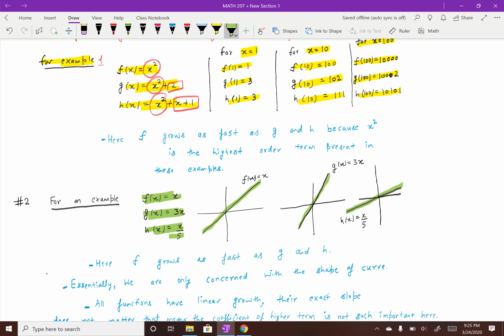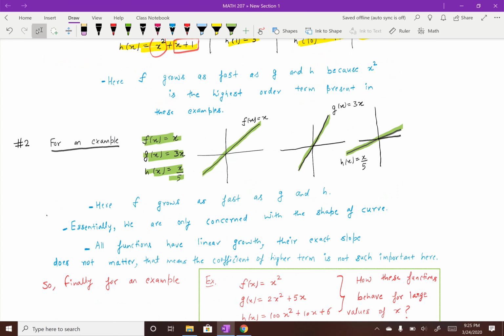So what I can conclude from these three figures is that f grows as fast as the other two functions g and h, so their growth is linear. Essentially we are only concerned with the shape of those functions. We are not concerned with the coefficient of the highest order term, because it's not important in deciding the growth of this function. For this example of f, g and h, even though my functions were x, 3x and x by 5, I know all these three functions have linear growth with respect to x.